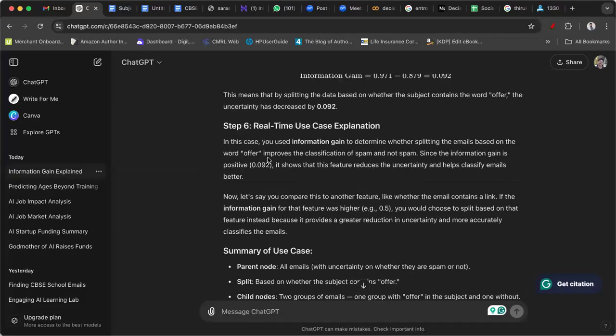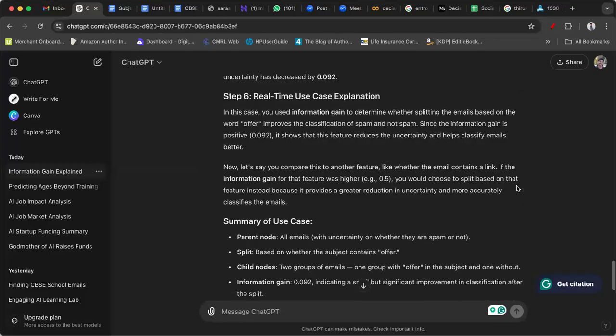So in this case, you used information gain to determine whether splitting the emails based on the word offer improves the classification of spam and not spam. Since the information gain is positive, it shows that this feature reduces the uncertainty and helps classify emails better. Still, we are not coming to the point of which side it has to go, based on the volume of data, the reduction in errors, and the reduction in impurity, right?